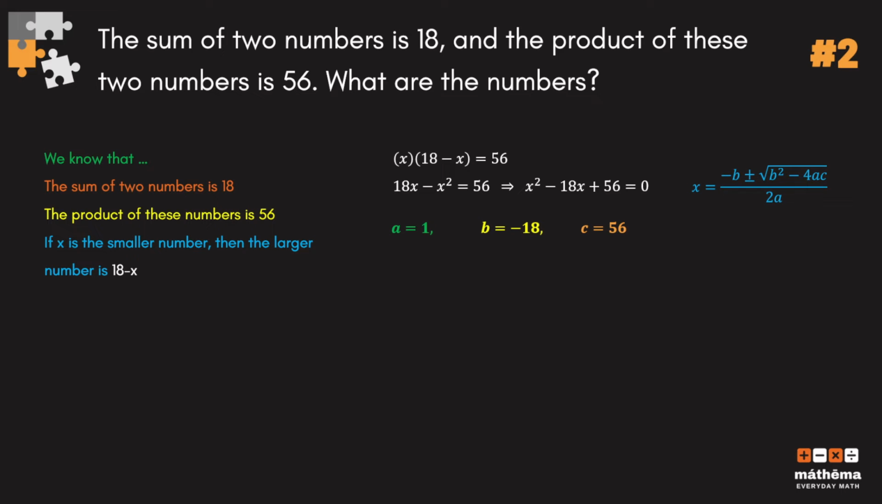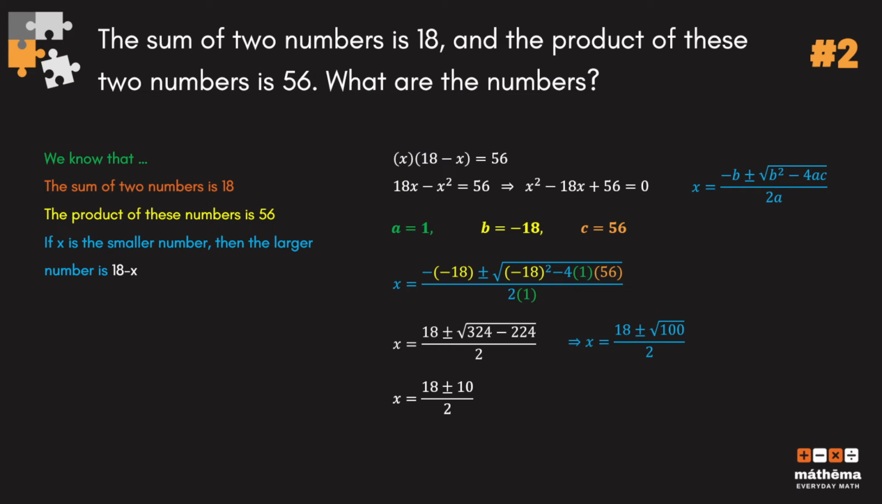And since we have now a quadratic equation, we will solve the roots of this equation by using the quadratic formula. Our a is 1, our b is negative 18, our c is 56. So we will substitute these values in our quadratic formula. We will have x is equal to the negative of negative 18 plus minus the square root of negative 18 squared minus 4 times 1 times 56 all over 2 times 1. That will give us x is equal to 18 plus minus the square root of 324 minus 224 all over 2. If we simplify this one, 324 minus 224 will give us 100.